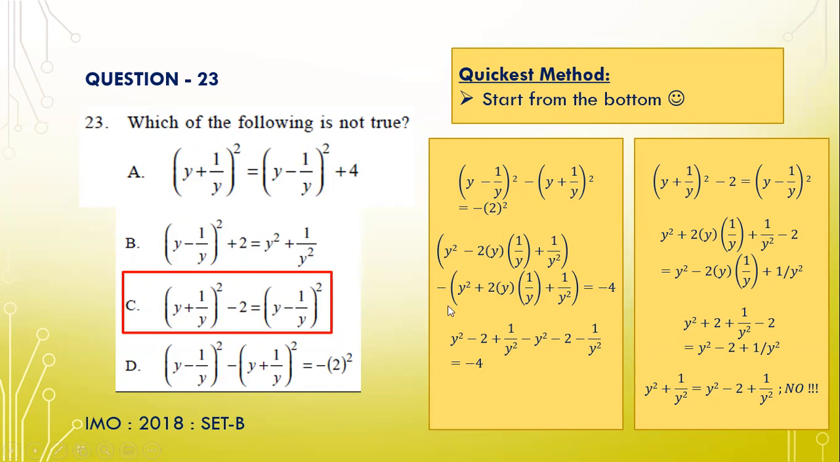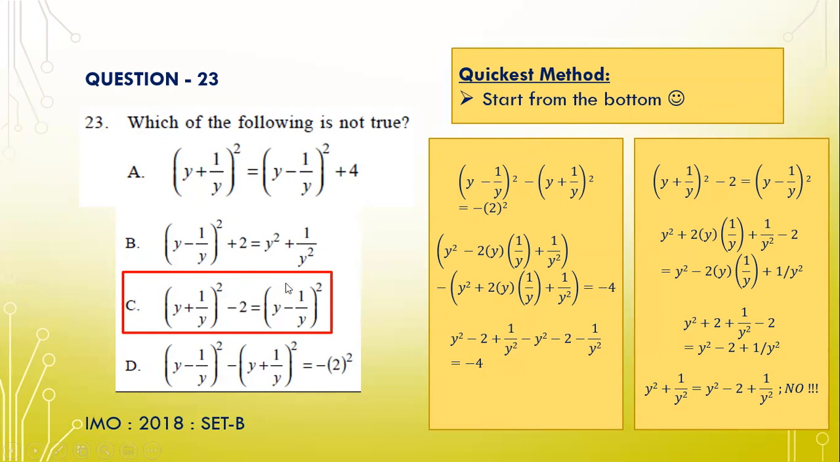So again, Y square minus 2 into Y into 1 upon Y. Y will get cancelled. So Y square minus 2 plus 1 upon Y square, minus of Y square, minus plus is minus, minus of 2, and minus plus again is minus, minus 1 upon Y square. So 1 upon Y square and minus 1 upon Y square will get cancelled. Y square and minus Y square will get cancelled. Minus 2 minus 2 is minus 4, which is exactly equal to the right hand side. So option D is correct.